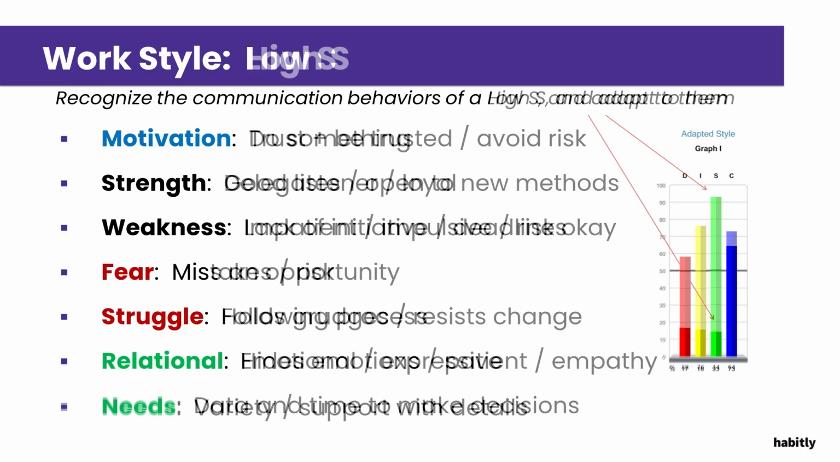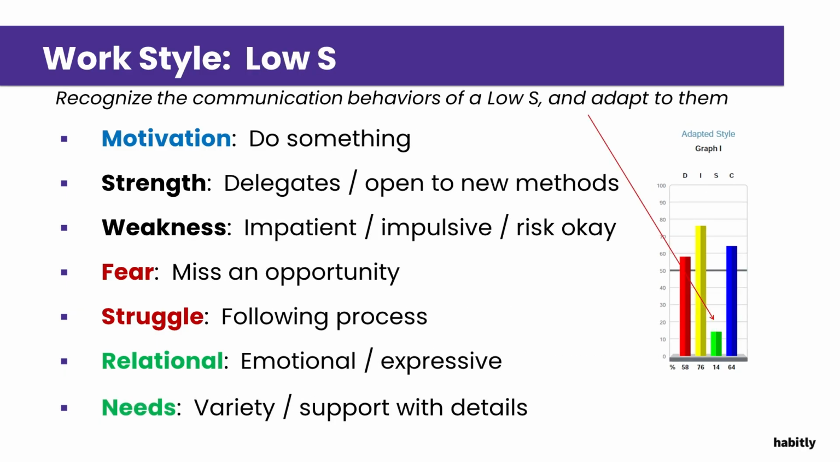Now, the flip side, the low S, the motivation is, hey, let's do something. Something's better than nothing. Their strength is they can delegate and they're open to new methods, but their weakness is they can be impatient, impulsive, and too comfortable with risk. The fear is missing an opportunity. The struggle is following process. Relationally, they can be emotional or expressive. And what they need is variety and support with the details.